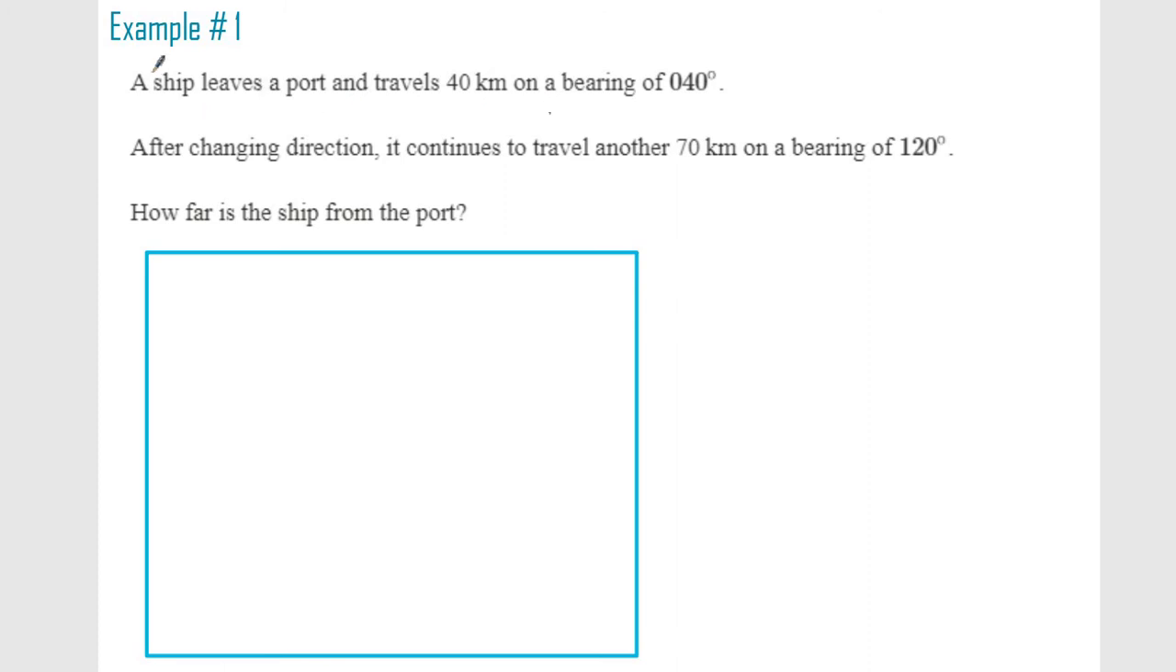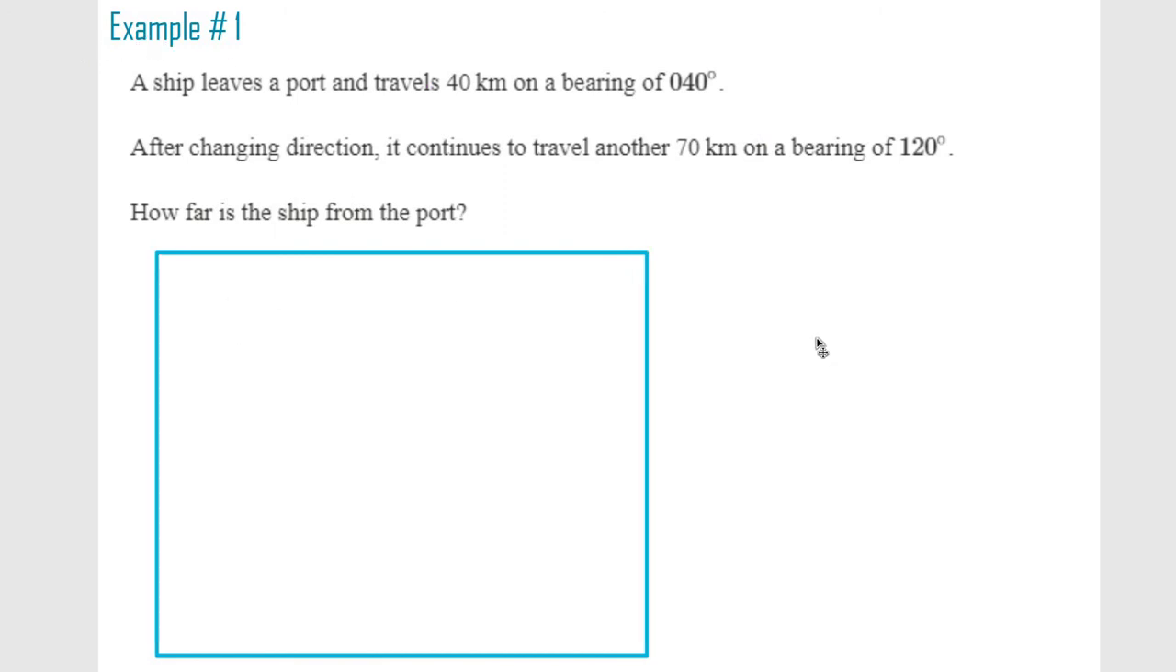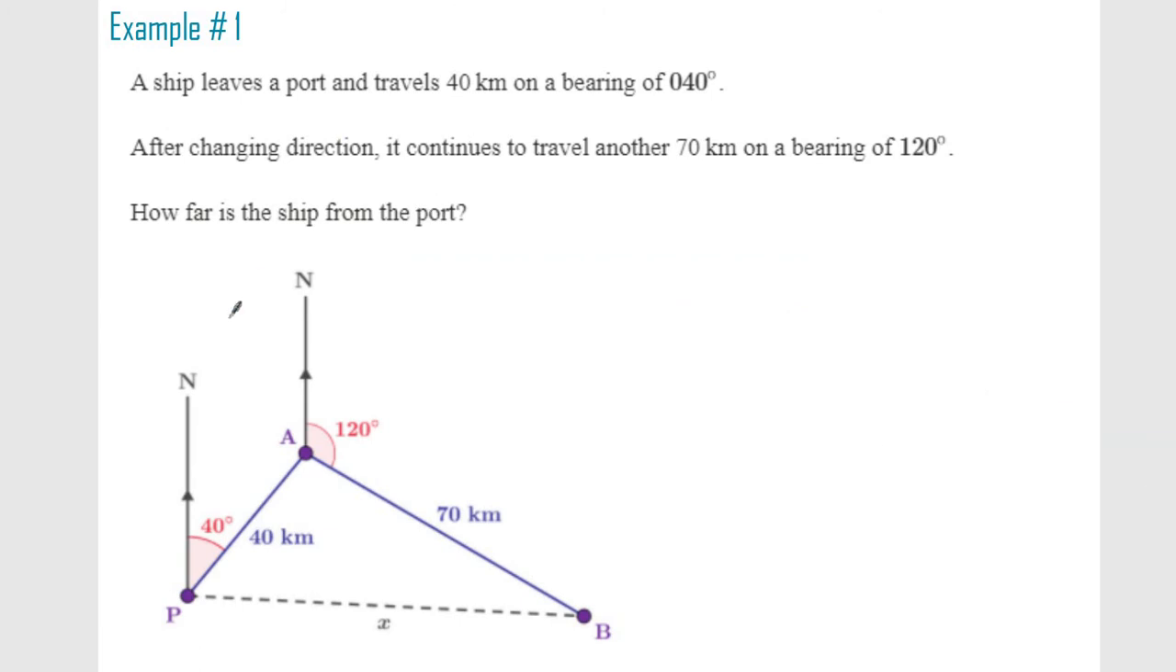Okay, so you leave a port, you travel 40 kilometers on a bearing of 40 degrees. Then you change direction and you travel another 70 kilometers. To visualize that, this is what it's going to look like. You always use your north line to measure your bearing. So we started here with a bearing of 40 degrees, and we traveled in that direction. Then we shifted gears: instead of going 40 degrees, we now change it to 120 degrees. So we basically made a right turn and went this direction.